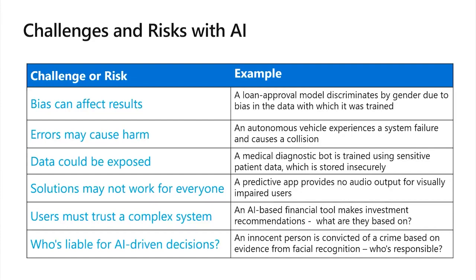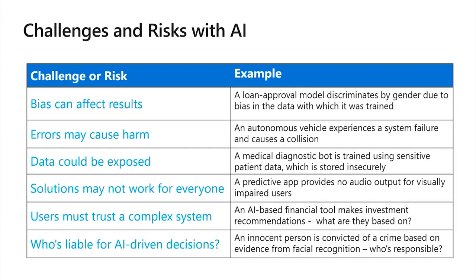Users must trust a complex system. Yeah. An AI-based financial tool makes investment recommendations. What are they based on? Because computers usually do not explain their predictions, right? This explainability, that's a problem. We have some solutions for this. They are too in-depth for this course, such as SHAP and LIME, but we do have to take care of this because you would like to have an explanation why it's making this decision, right?